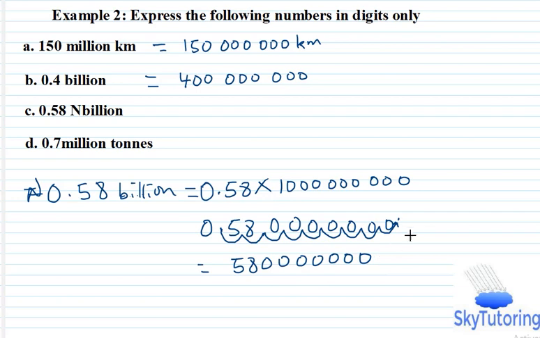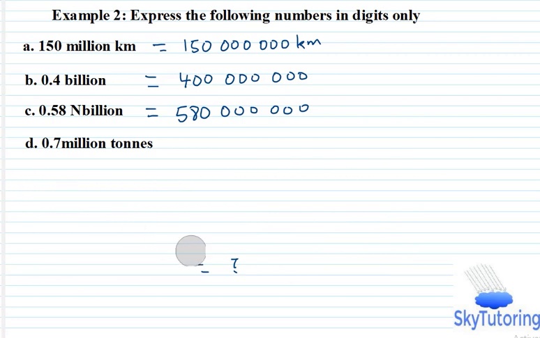From where my decimal place is, I'll split it in threes. So you can easily see that this is 580 million. I beg your pardon, 580 million. So this will be equal to 580 million.